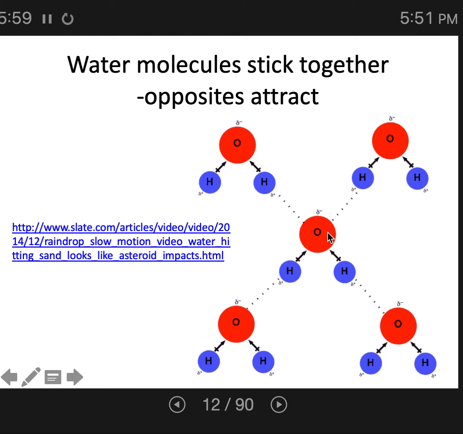Now, because these are partial charges, the attractions are quite weak. They're easy to break, and that's why water is a liquid at room temperature. Room temperature has a certain amount of energy in it, heat energy. That small amount of energy is enough to break these bonds. So these water molecules can still flow back and forth past each other. That's why it's a liquid. But if you were to remove all of the energy in the room and make it very cold, water solidifies to ice, and it forms these crystalline structures based on the geometry of these attractions.